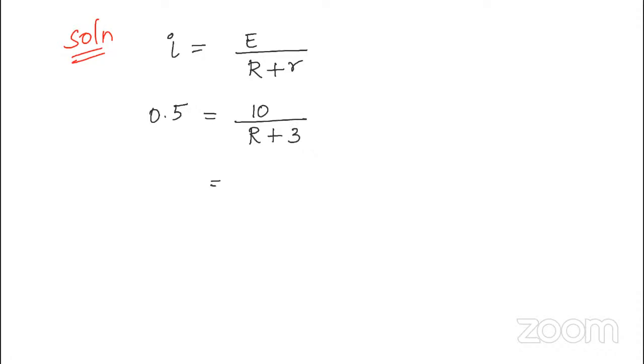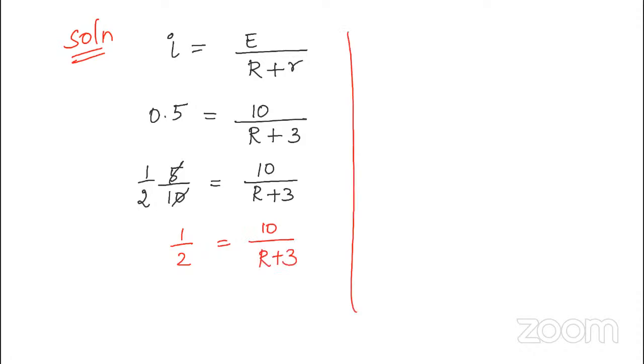Let us now take 0.5 as 5 by 10. So here it is 10 divided by R plus 3. Here we have to cancel this one, so this is 1 by 2. So 1 by 2 is equal to 10 divided by R plus 3.